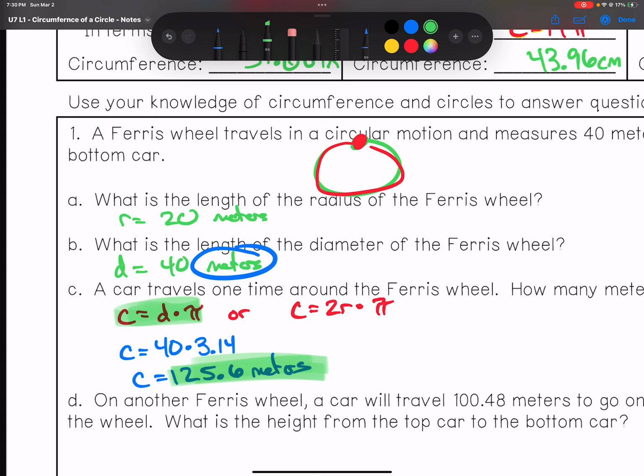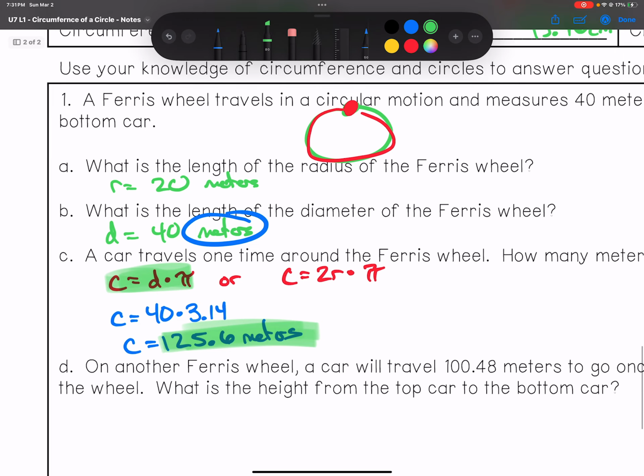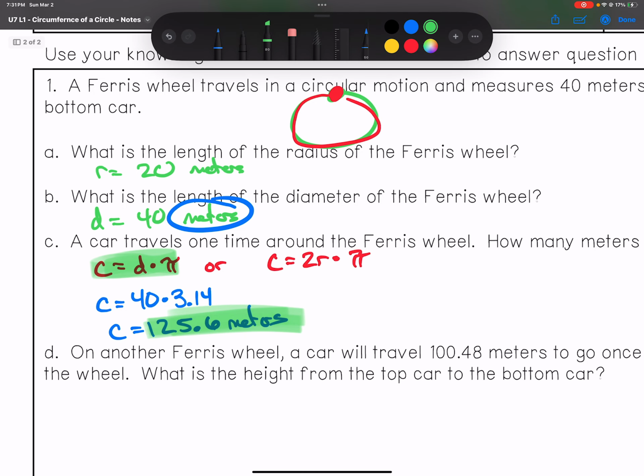All right. Last question, then we'll play the last song. On another Ferris wheel, a car will travel 100.48 meters to go around once. What is the height from the top of the car to the bottom of the car?